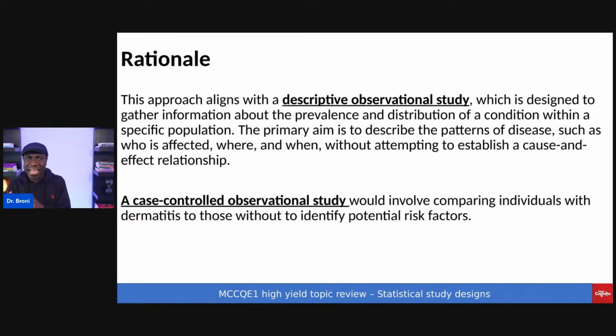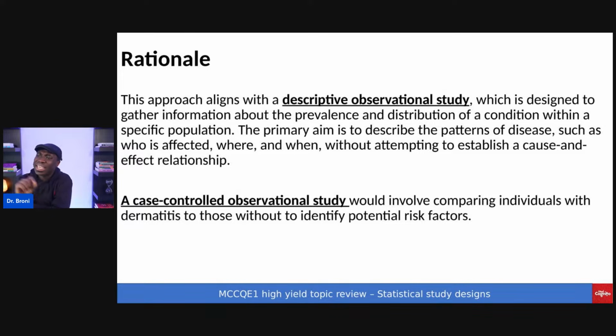This approach aligns with descriptive observational study, which is designed to gather information about the prevalence and distribution of a condition within a specific population. Now, the primary aim is to describe the patterns of disease, such as who is affected, where, when, without attempting to establish a cause and effect relationship. So that is why it's a descriptive observational study.